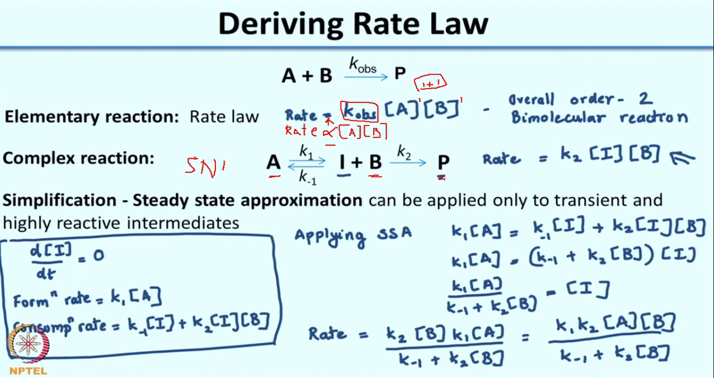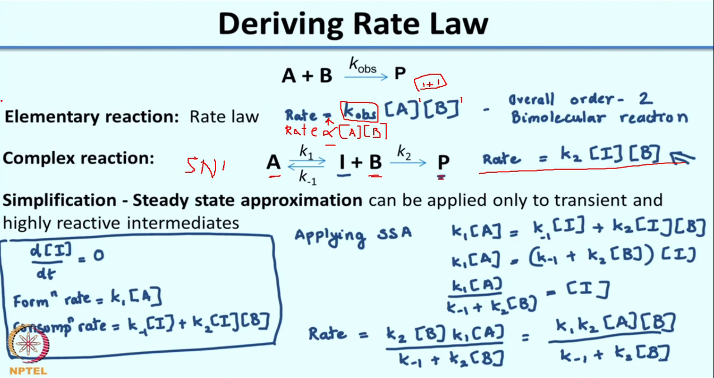Always remember that whenever we are writing a rate law, first of all we consider the product formation. So in short we are writing here the rate of product formation, which is rate equal to k2, our rate constant, times the concentration of I and B. Now we have to derive the actual rate equation for this one.